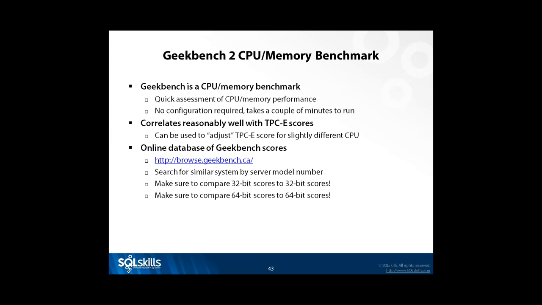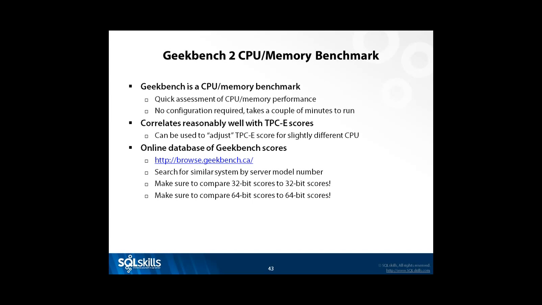So if I need to compare somebody's existing system with a CPU that's not in the TPCE benchmark database, I can use Geekbench to help me come up with a good estimate for what this different processor would do. And there's an online database of Geekbench scores. So you could run this on your own server, not when it's in production, but you could also run it on your laptop. And then you can look in the database and find other ones to compare it to.